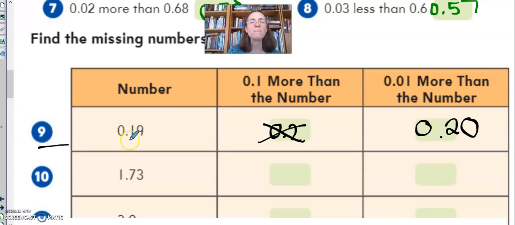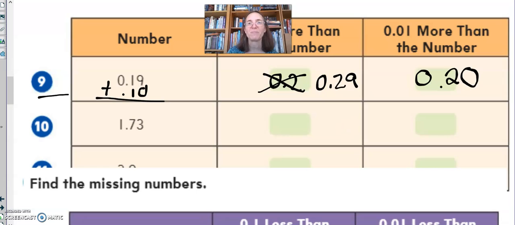Well, what if I'm adding a 10th? Well, it feels real icky to do this, doesn't it? So I'm just going to change that 1/10th into 10 hundredths. And if I add 10 to 19, I would get 29. So if I add these two, that would give me 29 hundredths. There we go. Thanks for being patient with me, guys. They told me these videos don't have to be perfect, but I've been really trying. I need to ease off.